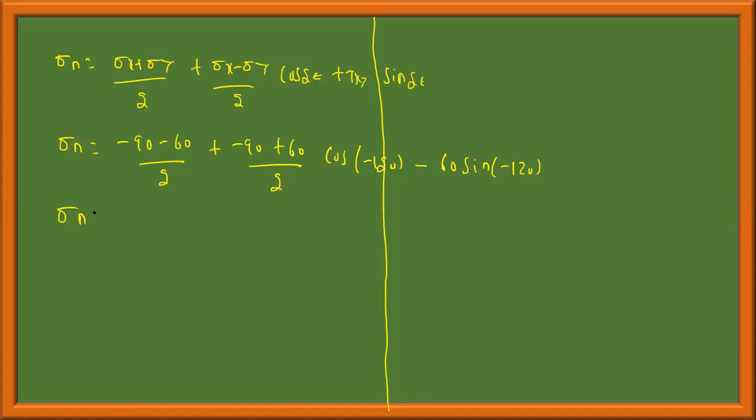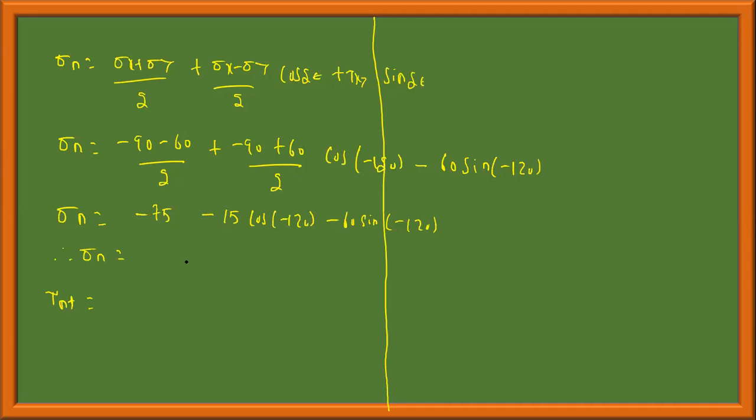Tell me what is sigma n. Minus 150 by 2, minus 75, plus minus 30 by 2, minus 15 cos minus 120, minus 60 sin minus 120. Therefore sigma n is equal to... Then tau nt, that is the angle of obliquity and all you can find. Okay, find from this problem.